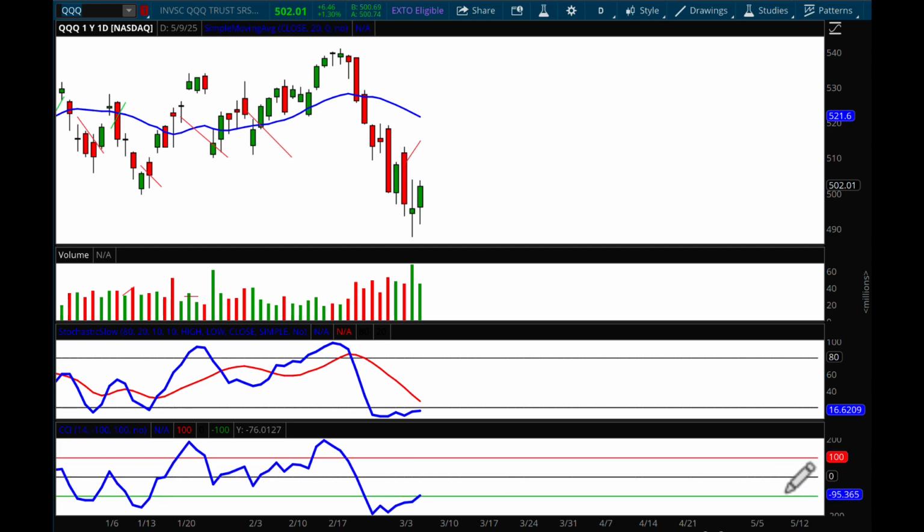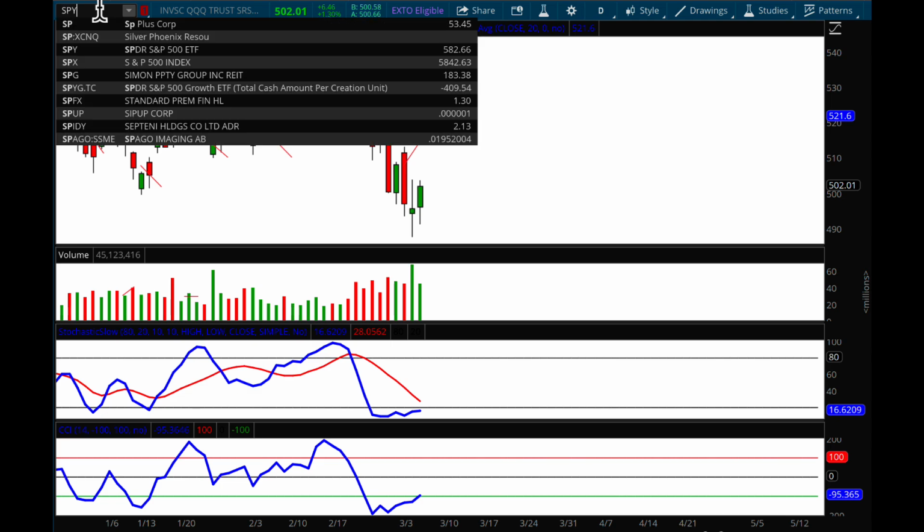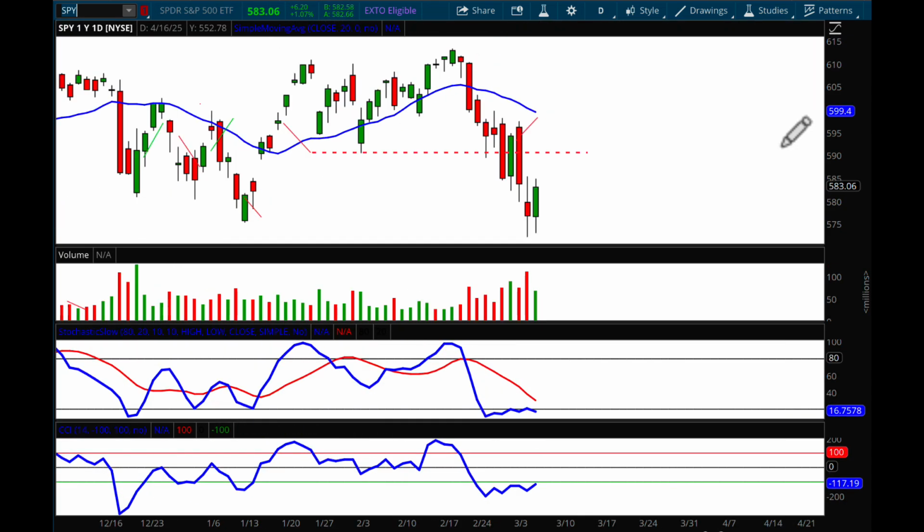Look at that little bubble off to the right. You see that minus 95.365? Well, when it crosses above the minus 100 mark, that is when the buy signal is generated. So I'm still keeping that upside target on QQQ at 514.81.